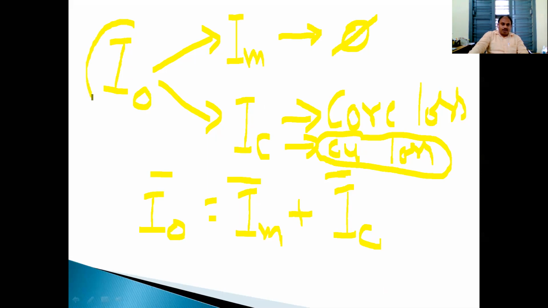This I naught value is around 2 to 3% of full load current. If the transformer delivers a full load current of 100 amperes, under no load condition the transformer takes a very small current, that is 2 amperes. So this is the no load current of the transformer, 2 to 3%. In some cases it may be 1% also, depending upon the size of the transformer.